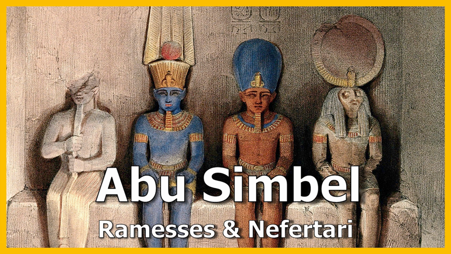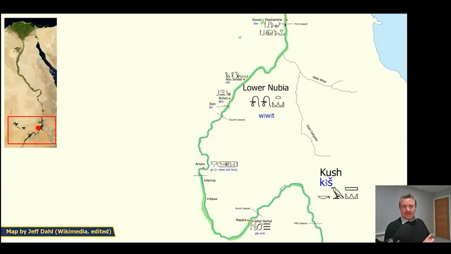Just to give us the geographic context, when we talk about Abou-Simbel, the two temples there for Ramesses and Nefertari, technically we are not in Egypt. We are here, which is in lower or northern Nubia, a region which the Egyptians called Wawat.